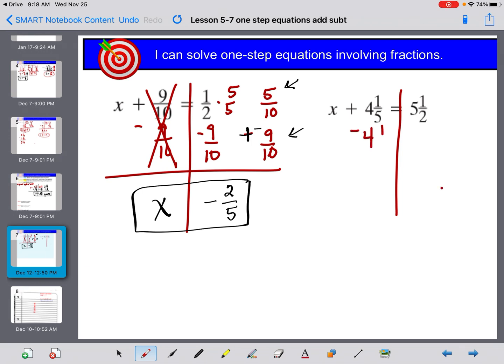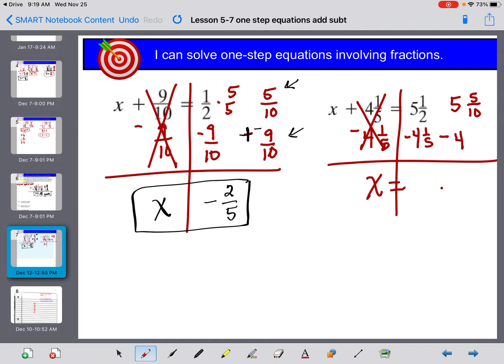Again, I'm going to subtract 4 1/5 from both sides to isolate my variable x. I need a common denominator, so I'm going to rewrite this as 5 5/10, and I'm going to rewrite the second fraction as 4 2/10. Then I will subtract. 5 minus 2 is 3/10. 5 minus 4 is 1. My answer is x equals 1 3/10.